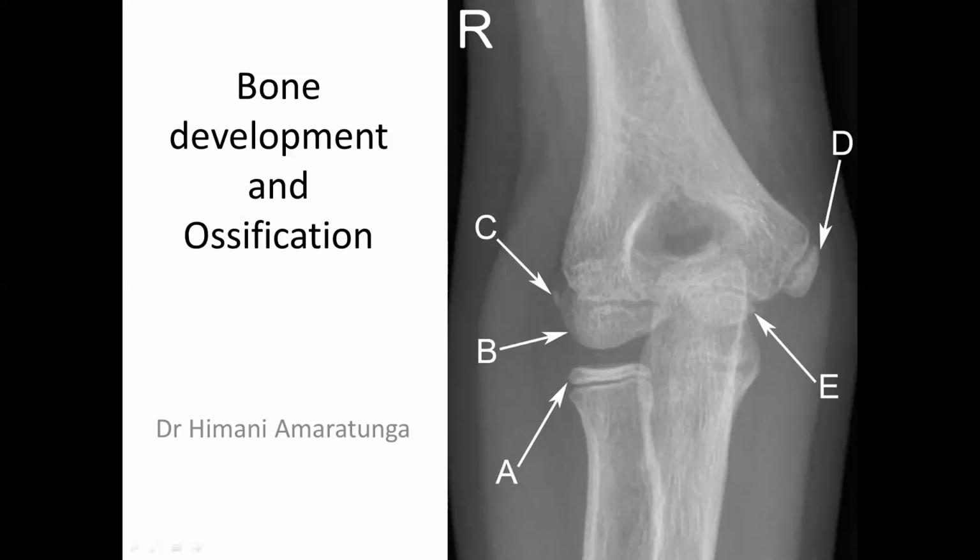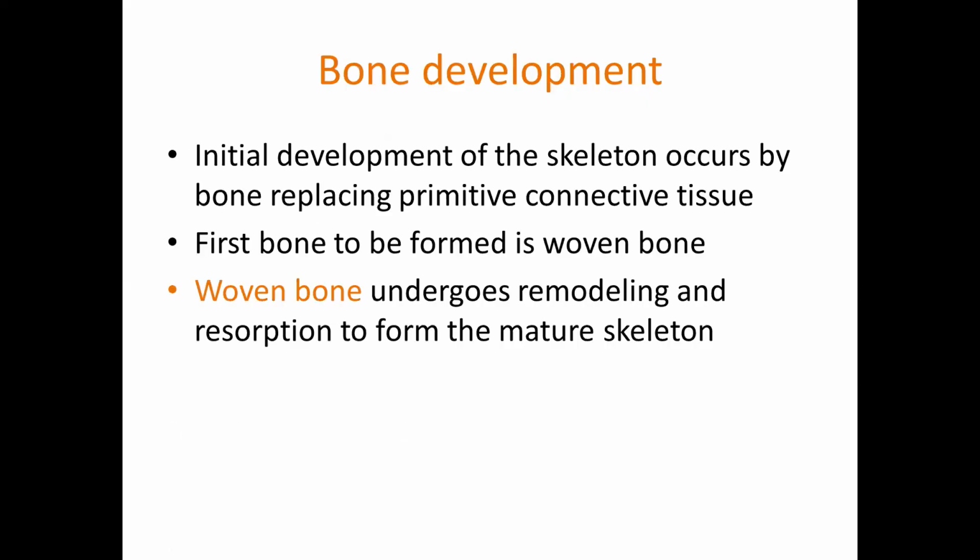In this lecture, we will learn about bone development and ossification. First, let's talk about bone development. Initial development of the skeleton occurs by bone replacing primitive connective tissues. The first bone to be formed is woven bone. Woven bone undergoes remodeling and resorption to form the mature skeleton.